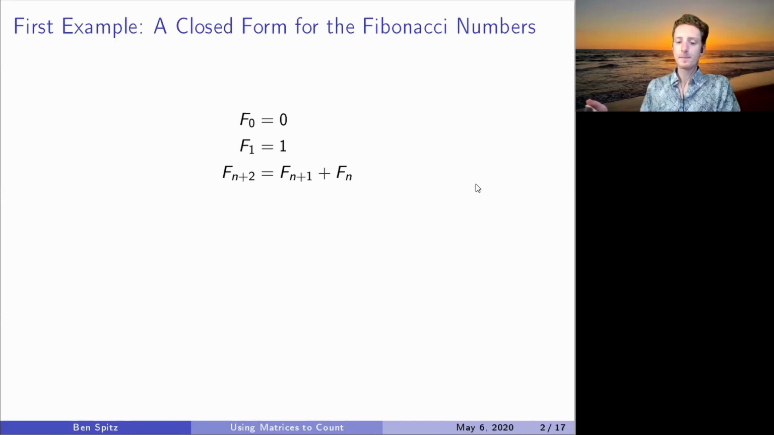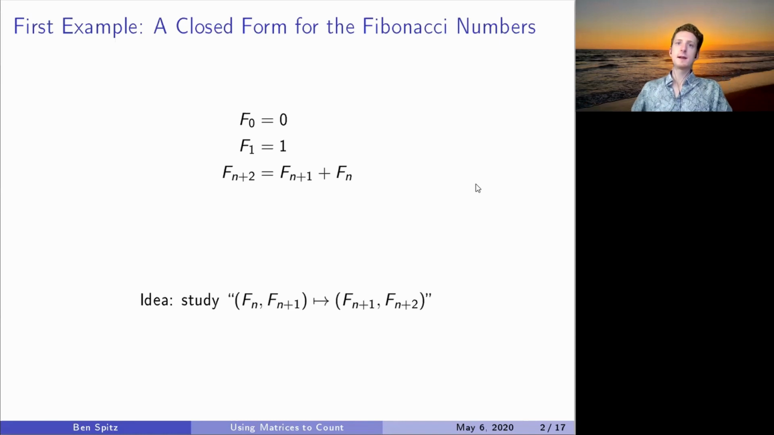So the idea for us is going to be to study this function that takes a pair of consecutive Fibonacci numbers and gives us back the next consecutive pair. I don't want to motivate it too much. We could get into a whole discussion about why you would think to do this. But this function might be interesting because it's easy to define the output in terms of the input. If I want to compute F_{n+1}, I just have to know F_{n+1}, that was in the input.